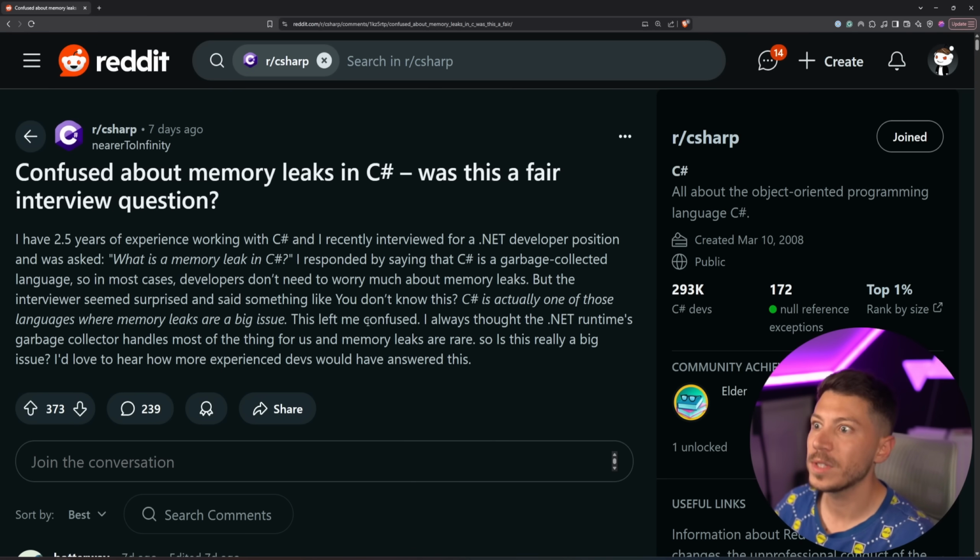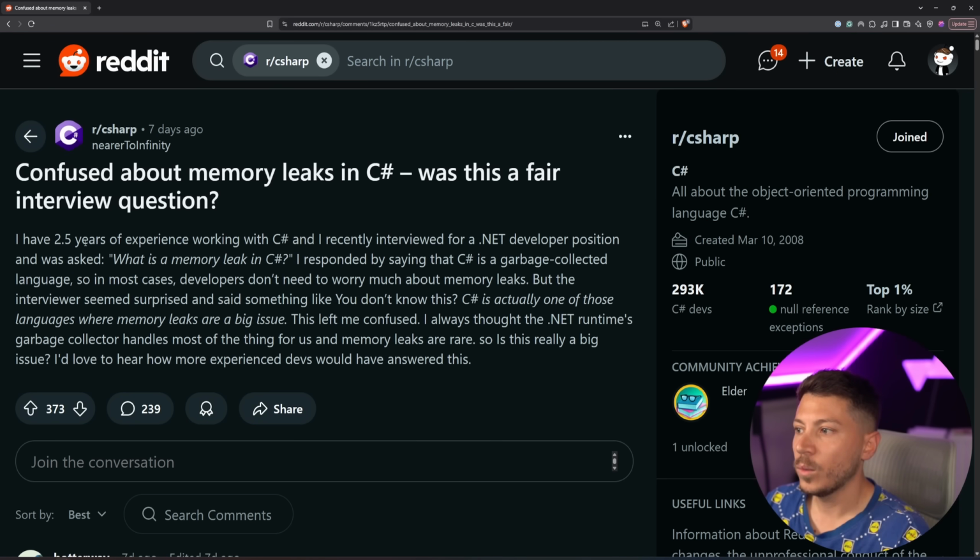Now, we know C# is a managed language, so we have a garbage collector trying to scout for references that point to null and then garbage collect them, so basically freeing memory. But memory leaks can still happen, and we had an incident here in this Reddit post where someone has 1.5 years of experience working with C# and then recently interviewed for a dotnet position, and they were asked, what is a memory leak in C#?